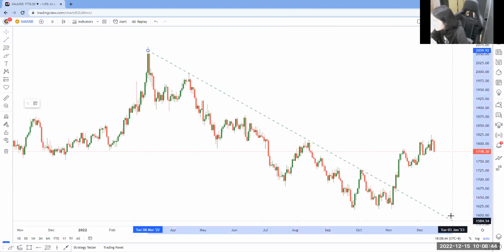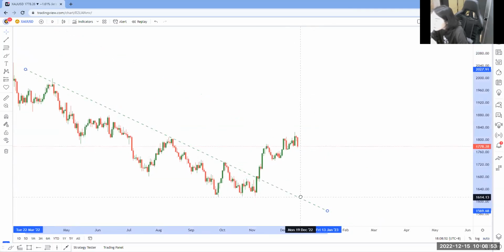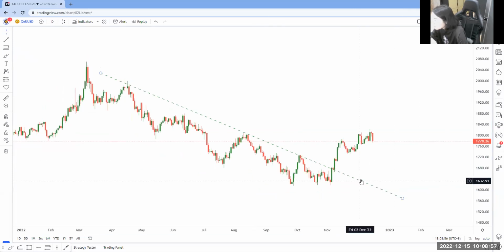I do see a trend line breakout. This trend line breakout, it's been a while. It happened on the 8th of November. It's already the 15th of December. So this breakout was about a month ago.